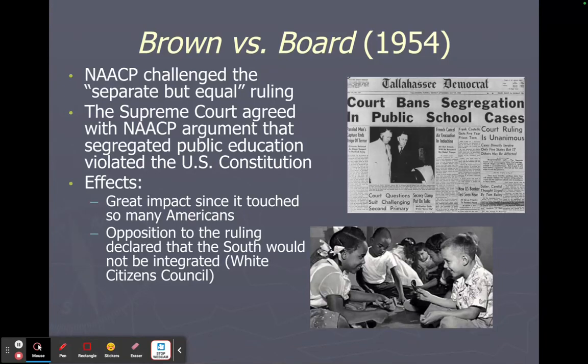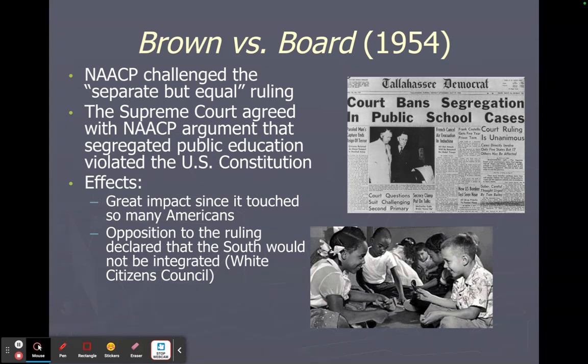The group that we've earlier discussed, the NAACP, the National Association for the Advancement of Colored People, challenged this separate but equal ruling, and they felt as though if they used the court system to overturn Plessy versus Ferguson, this could help to get equality. So Brown versus Board of Education was a case where the Supreme Court overturns the Plessy versus Ferguson ruling. They say that segregated public schools violate the Constitution.